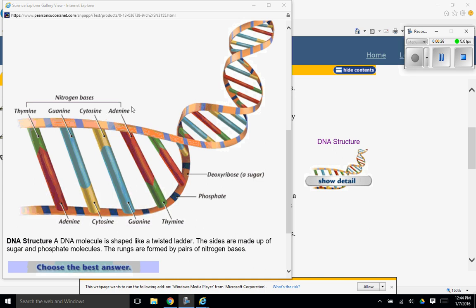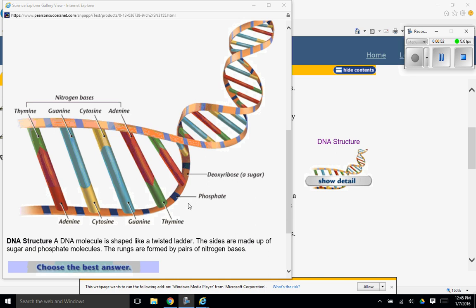Notice that those nitrogen bases always match up with the same nitrogen base. Adenine matches up with thymine, cytosine matches up with guanine. Same here: cytosine, guanine, adenine, thymine. You can tell because where they connect is a different shape in each of the nitrogen bases, so it can only connect with its pair.